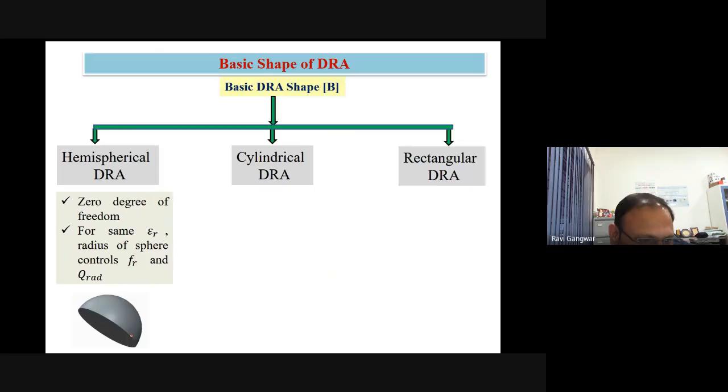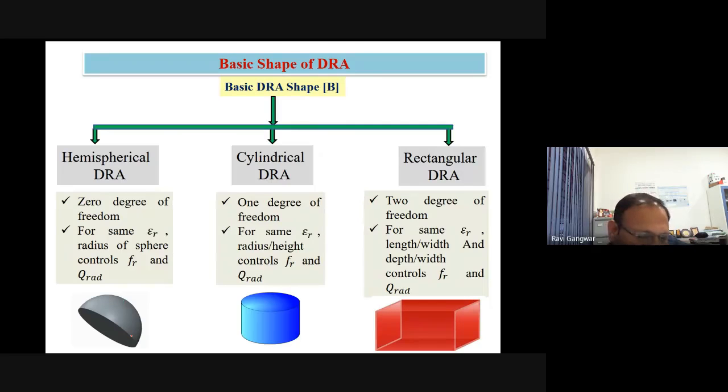So here we are going to have 3 different shapes of DRA, and each shape is going to have its own advantages and disadvantages. Like the hemispherical DR has 0 degrees of freedom, triangular has 1, and rectangular has 2 degrees of freedom. 2 degrees of freedom means we have either a height to width ratio or a length to width ratio. By changing any one parameter, you are able to control the resonant frequency and quality factor.